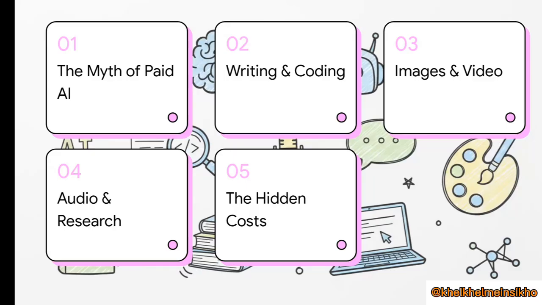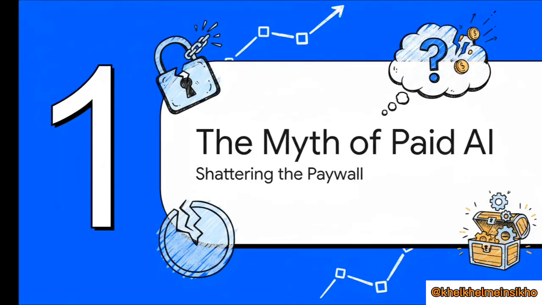All right, here's our roadmap for today's explainer. Number 1, we'll look at the myth of paid AI. Then, 2, writing and coding essentials. 3, creating images and video. 4, audio and deep research. And finally, number 5, we'll wrap up with the hidden costs. Okay, let's dive into this.